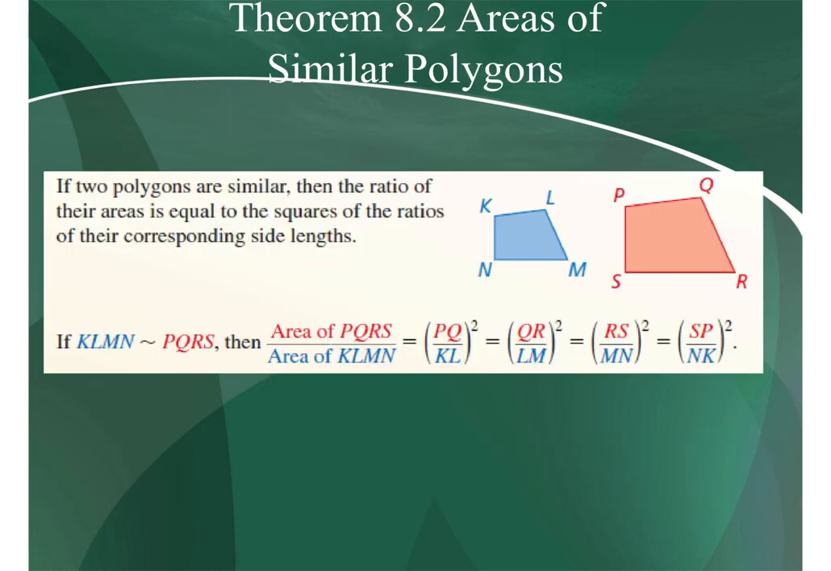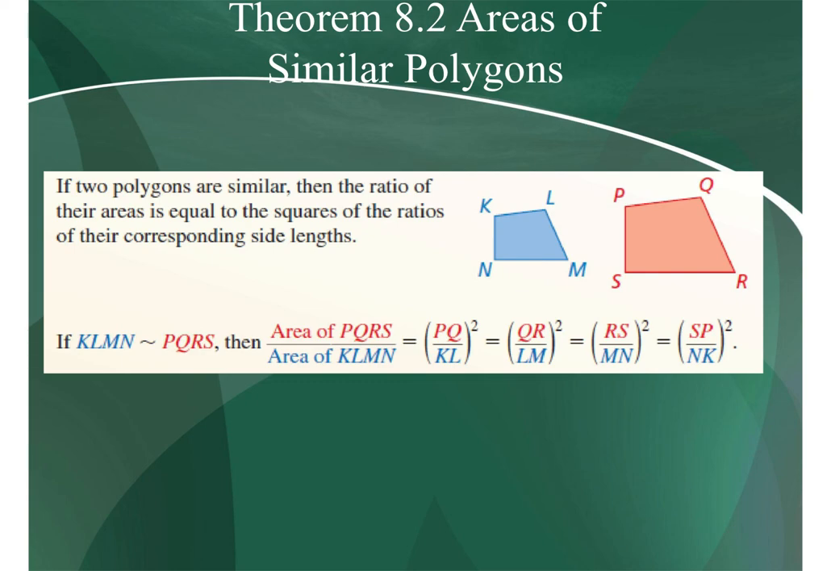Area, it's not the case, okay? Area is a little bit different. So the area of similar polygons. If two polygons are similar, then the ratio of their areas is equal to the squares of the ratios of their corresponding side lengths. So you take the scale factor and you square it, and that will be equal to the ratio of the areas, okay?